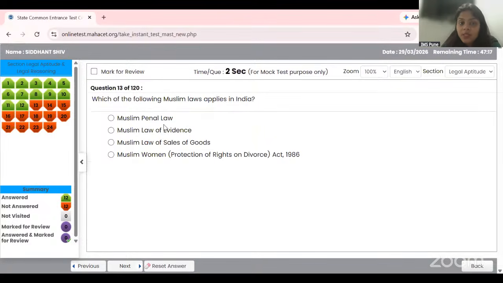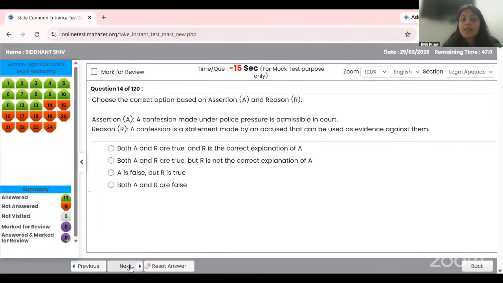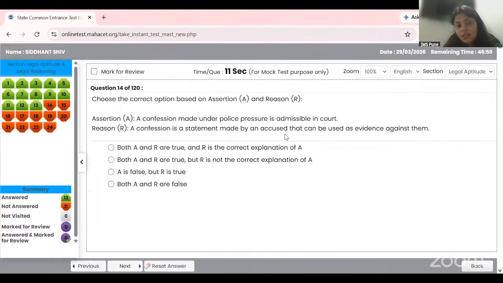We know there is no such thing as Muslim penal code or any specific religion's law of evidence or sale of goods act, but we know that there is a law which targets protection of rights on divorce. This law was enacted by Parliament in 1986. So this is going to be your correct answer here, right? Next question. So here there is an assertion reasoning question.